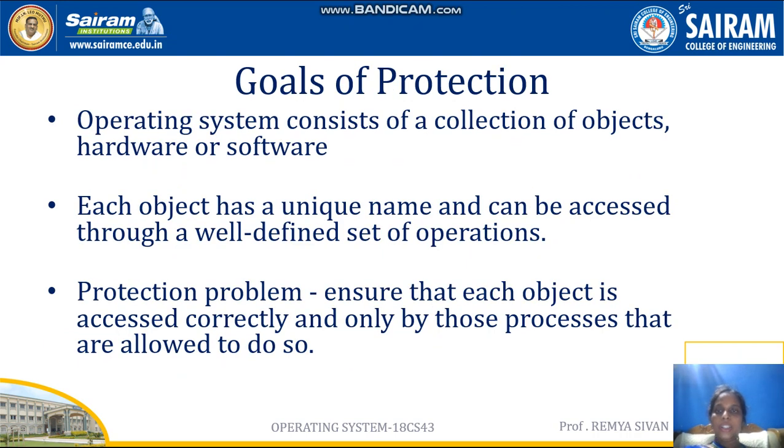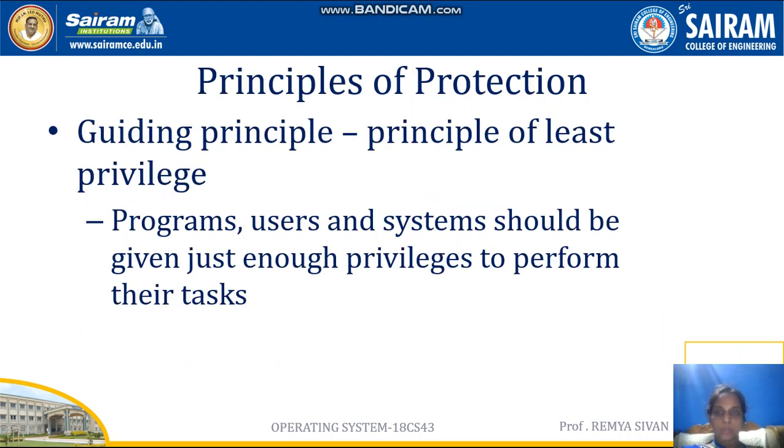So, the goals of protection. An operating system consists of a collection of objects. These objects can be hardware or software, and each object has its own unique name and can be accessed through a well-defined set of operations. And here the main problem is to ensure protection. The protection problem is ensuring that each object is accessed correctly and only by those processes that are allowed to do so.